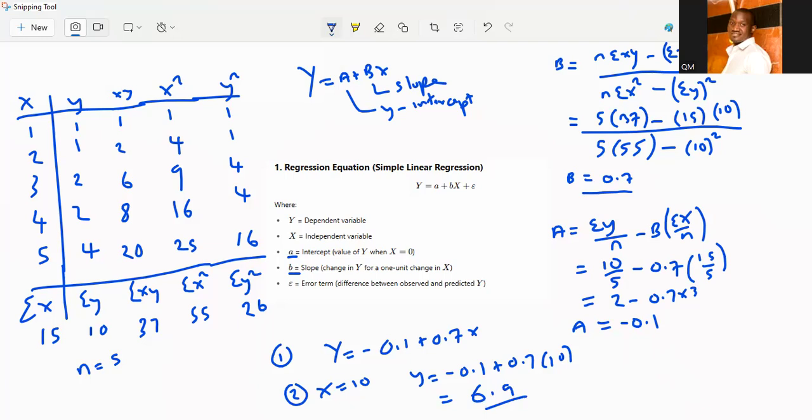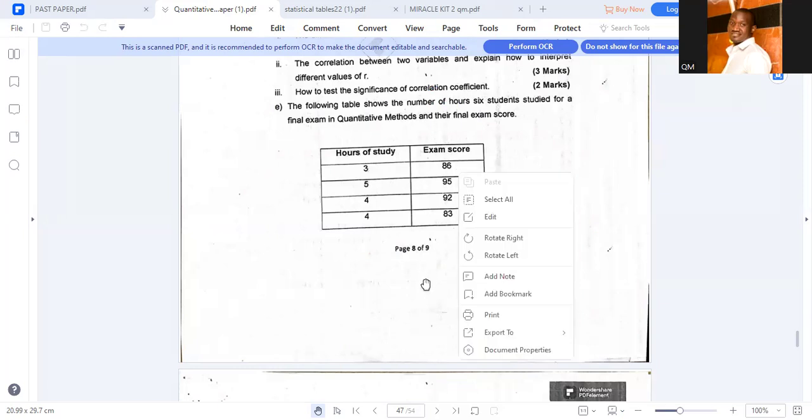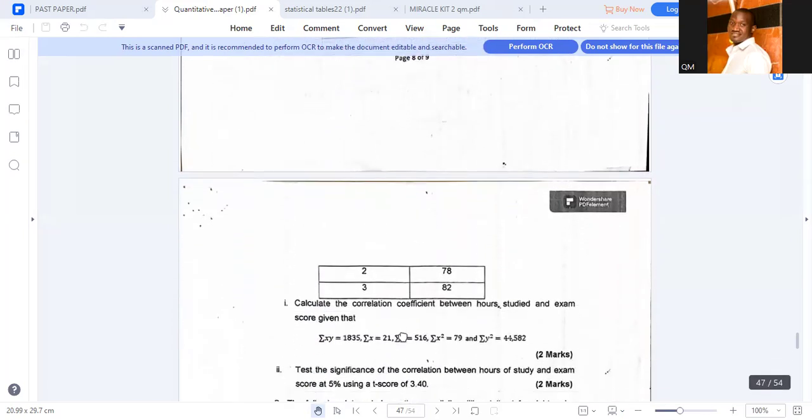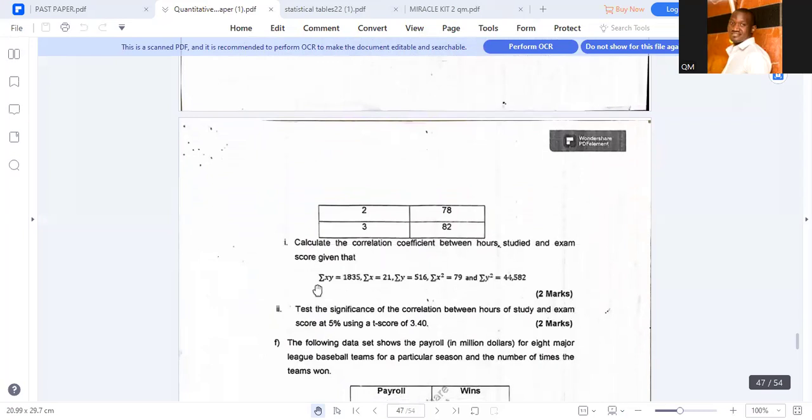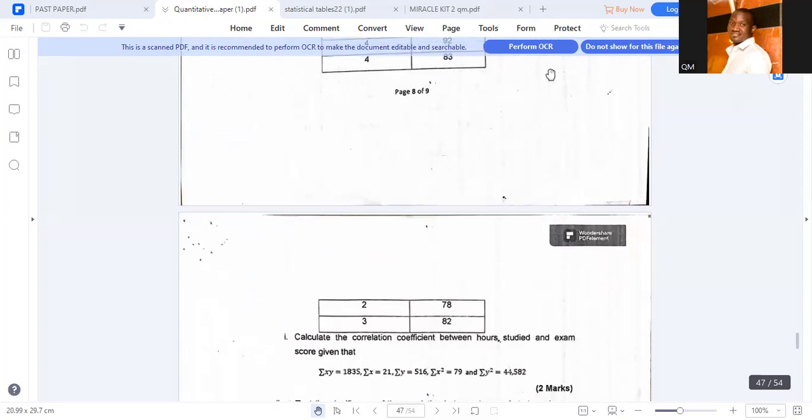So with that being the case, we've been given an exam question here that we have 6 students studying for a QM exam. The relationship here is the hours of study and the exam score. So these are the parameters. They've given you these parameters. Now they're asking you to calculate what? The coefficient of correlation for the exam score. I think that's the only thing I haven't taught you.